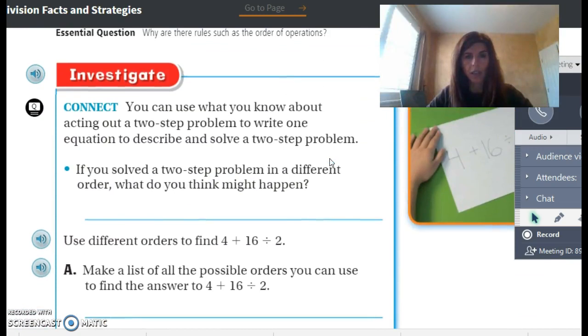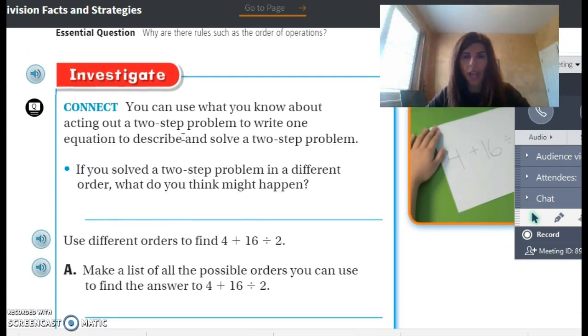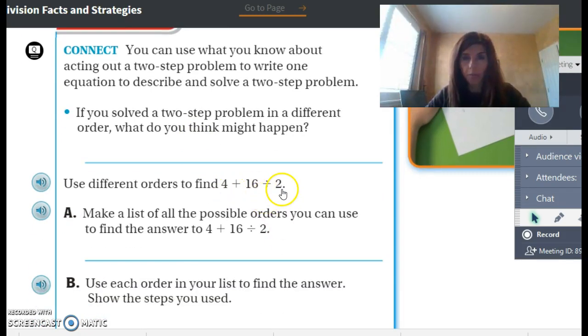So today's lesson is on order of operations. Order of operations is a rule that you have to memorize. I'm going to teach you a really easy way of remembering it. We're going to take a look at a number sentence: 4 plus 16 divided by 2. This is a two-step problem. You have to divide and you have to add.